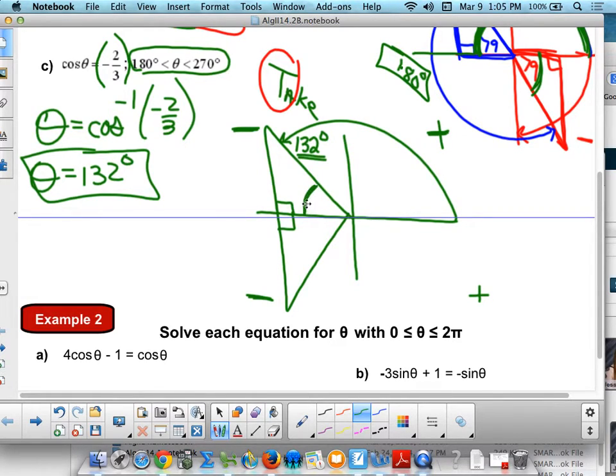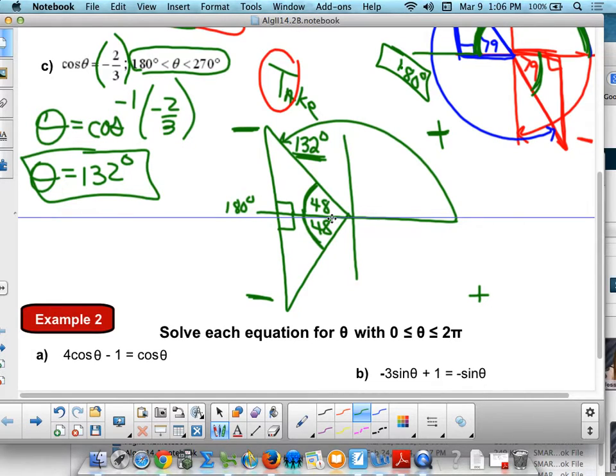What's that angle going to be if that's 132? 48. So that's a 48. All you have to do is take 180 minus 132, 48. Well, what would this reference angle be? 48. It's not going to change. It's the same triangle, just below.